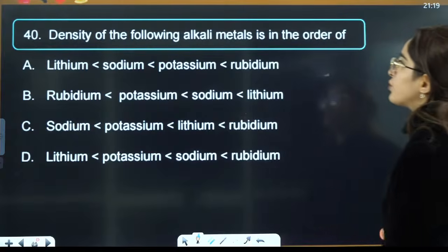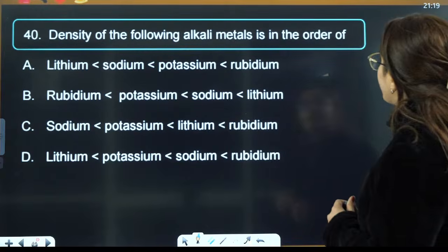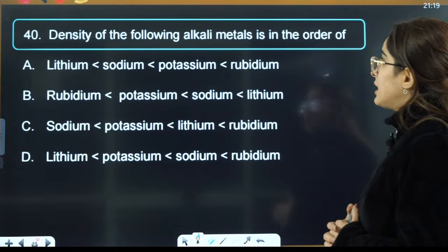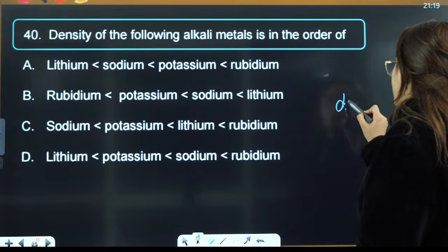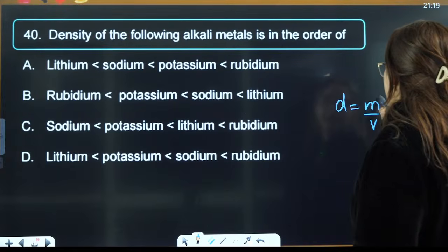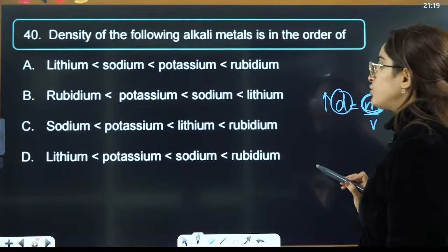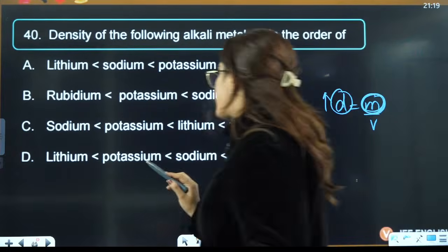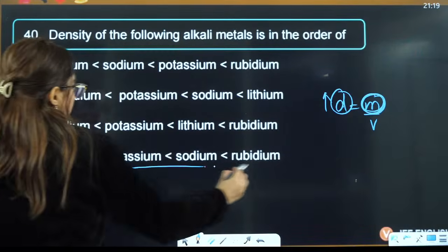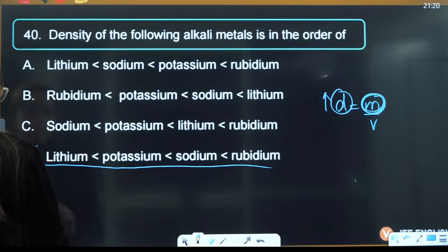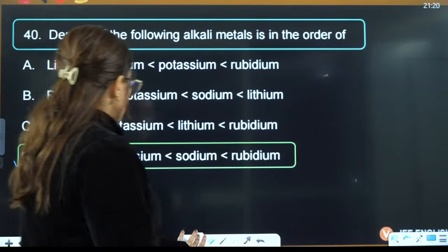Last question of today. Density of the following alkali metals in the order lithium, sodium, potassium, rubidium. See, density is equal to mass by volume, right? So if mass is increasing, density will increase. Down the group, mass is increasing, so density will also increase. Lithium, potassium, sodium, rubidium. So the answer will be D is the correct answer here.